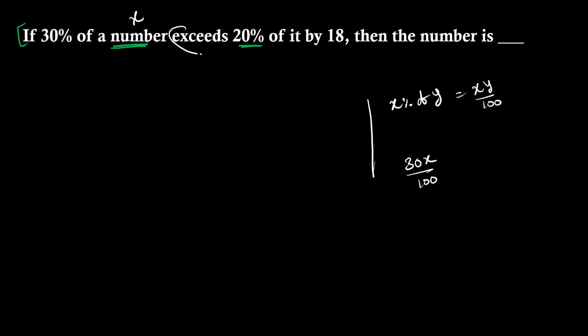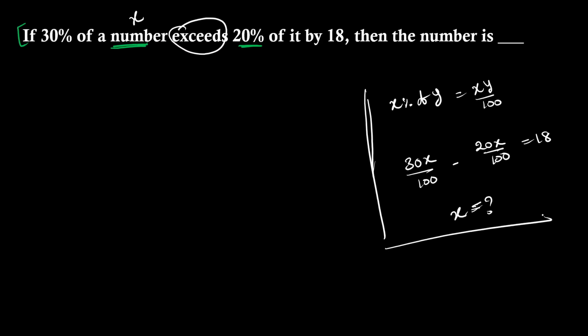Exceeds, which means that more than. So this is more than 20% of the same number. 30x by 100 is 18 more than 20x by 100. So based on this, you are expected to find the value of x. This is the general method to solve the question. This is the actual thing.